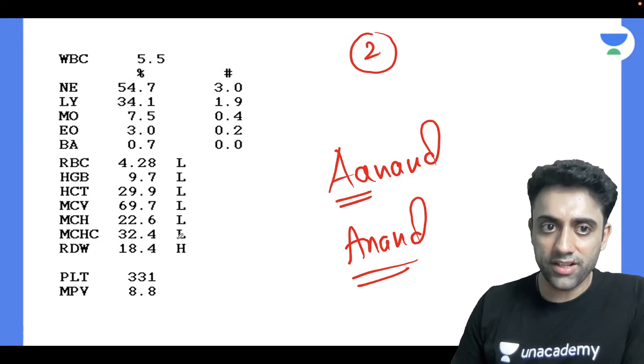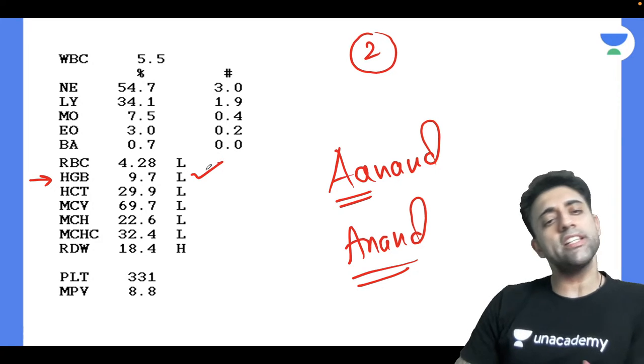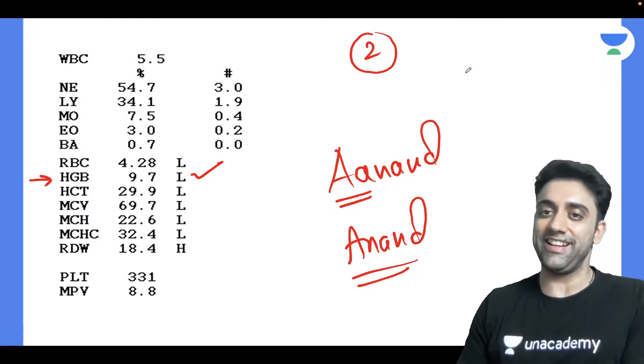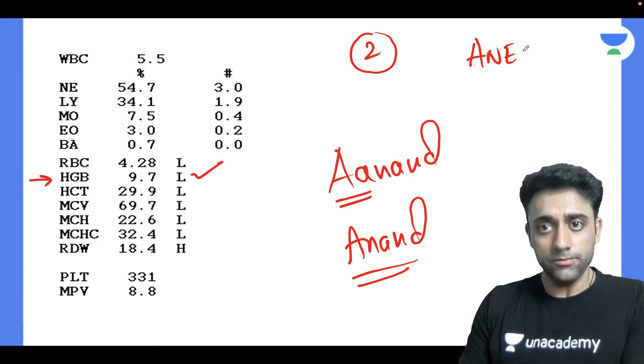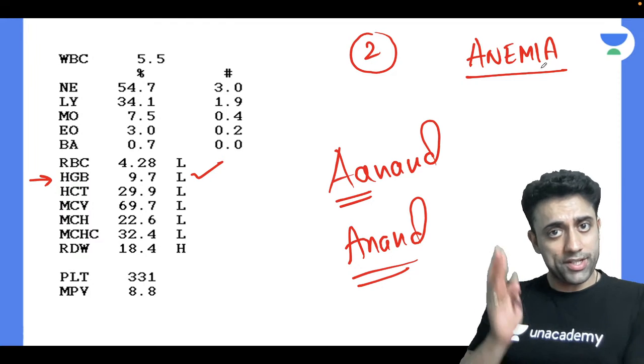The first thing to look at in a picture is nothing but HB, hemoglobin. Now, what is the hemoglobin here? 9.7, right? So what is this patient having? Anemia. Question number 1. What is the first thing you see in a CBC report? The answer is hemoglobin.